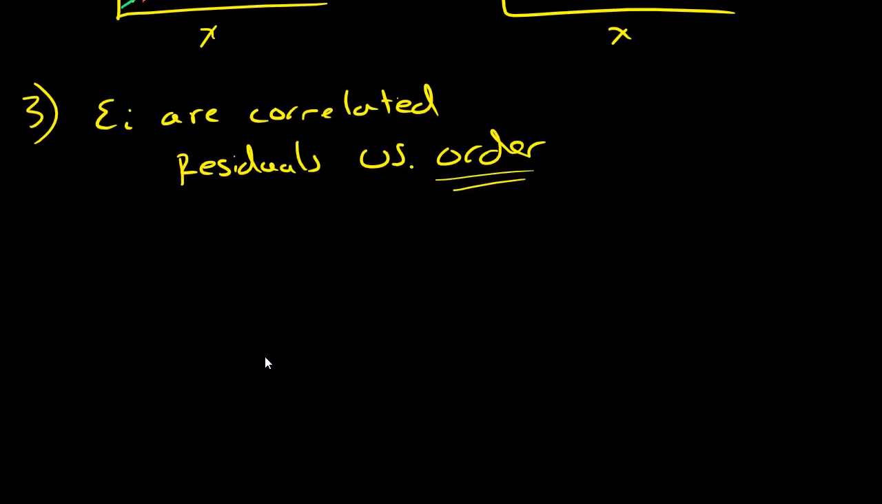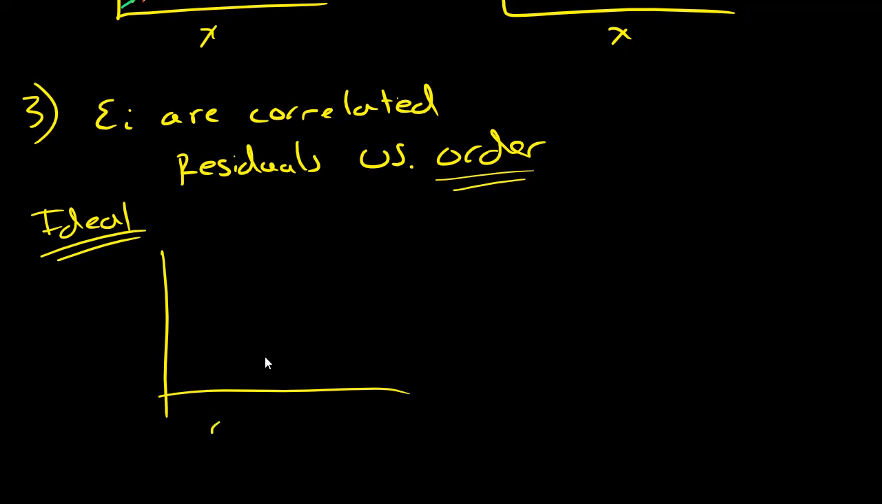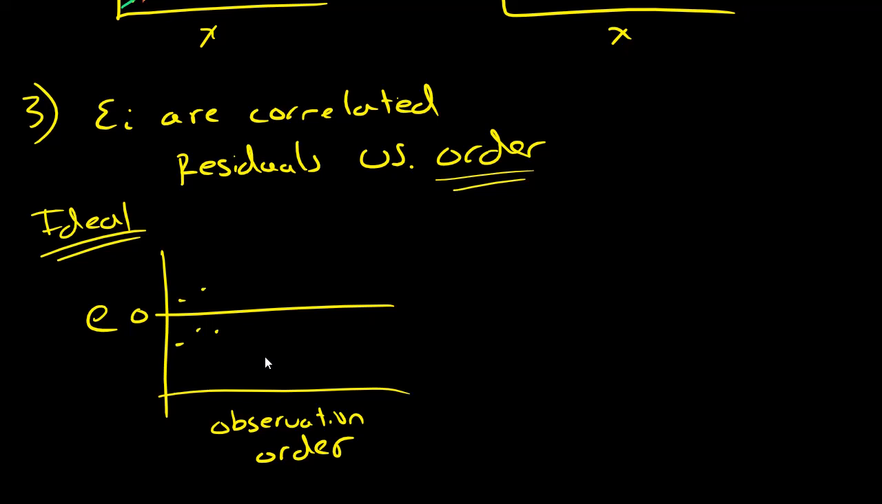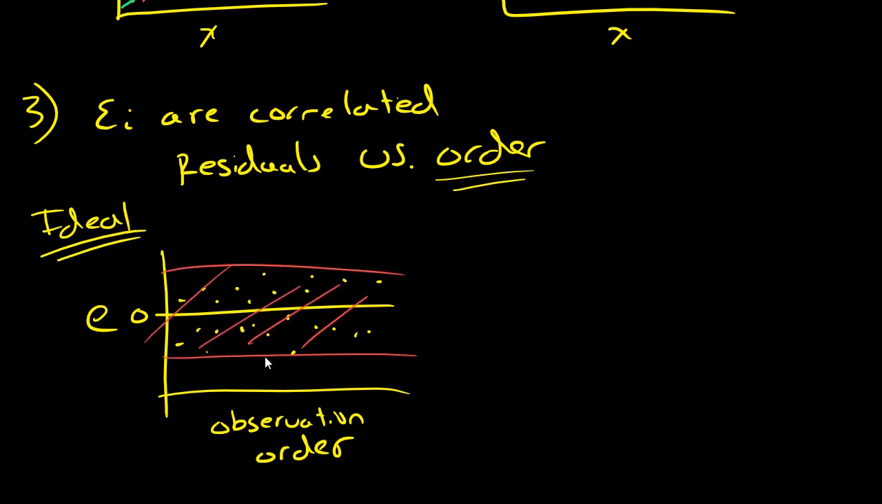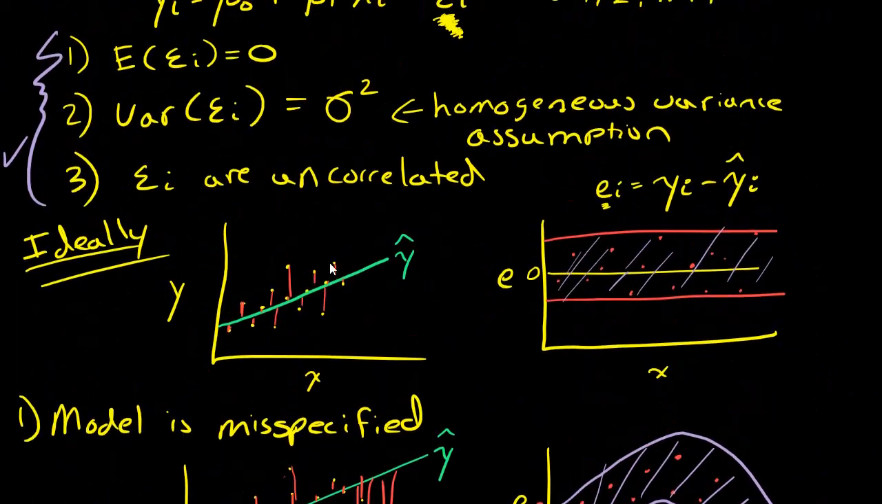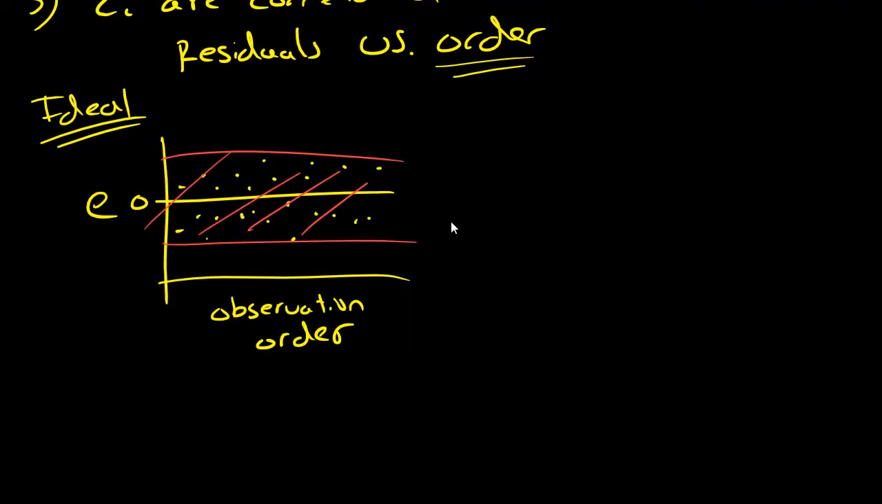Okay, so let's start with, once again, our ideal case. What is ideal? Ideally, when you plot the observation order versus E, it'll be centered on 0 and just a random scattering. So it looks very similar to our original ideal plot, a random scattering. That's basically our ideal from above, except now instead of it being X, it's the observation order. Okay, so this is ideal.